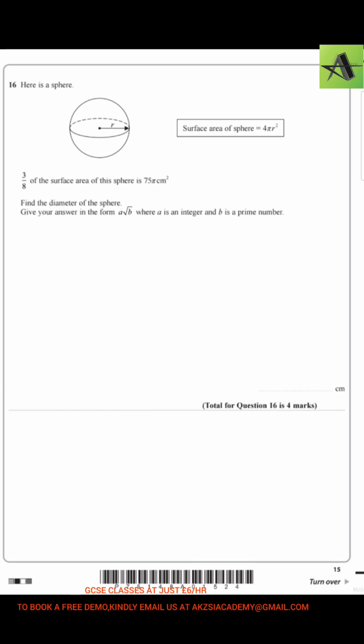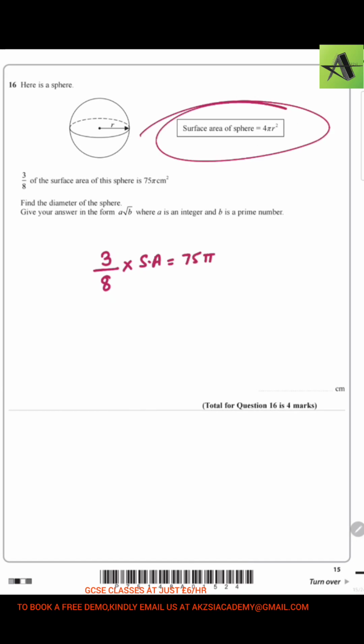So 3 by 8 of the surface area of a sphere is 75 pi. And we know that the surface area of a sphere is 4 pi r squared.